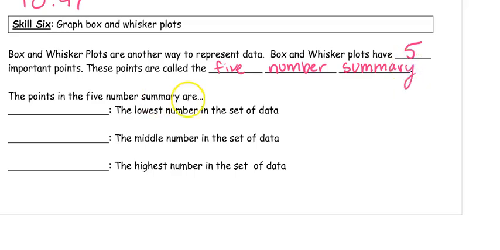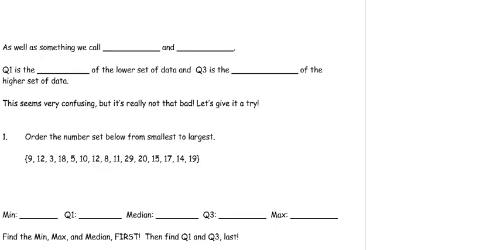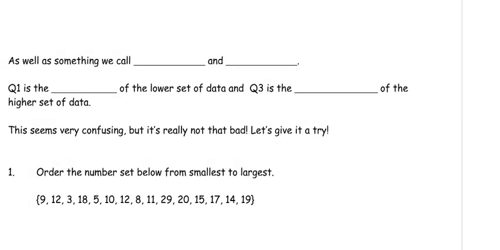The points in the 5-number summary are the minimum, which is the lowest number in the set of data. Then we have the median, which is the middle number in the set of data. And then we have the maximum, which is the highest number in the set of data. If we turn to the next page here, we also have 2 other important points, because that was only 3.